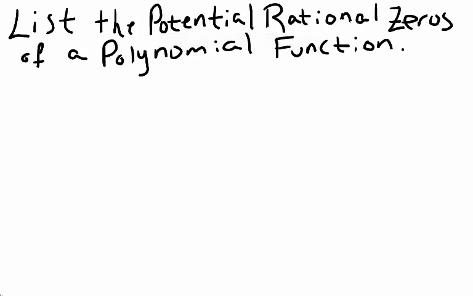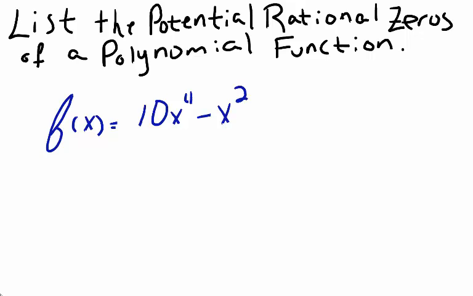In this video, we're going to learn how to list the potential rational zeros of a polynomial function. Suppose I have the polynomial function f of x equals 10x to the fourth minus x squared plus 25. To find the potential rational zeros, we use the rational zeros theorem.